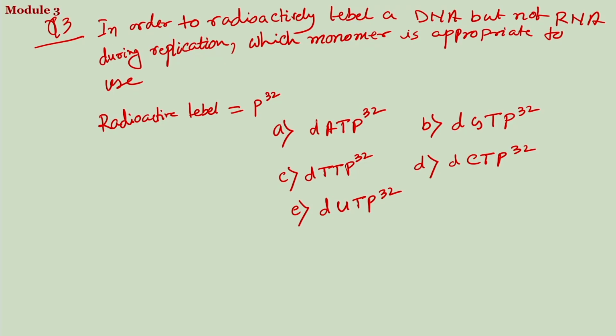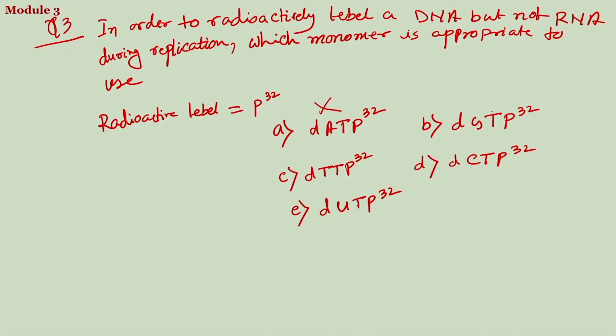So, if you start from the top, ATP. ATP is a monomer for DNA. Of course, DNA has adenosine. RNA also has adenosine. So, ATP would be taken up by both DNA and RNA during the replication. So, this cannot be, it will be common. If ATP is taken up, then DNA would be labeled, RNA will also be labeled. GTP, guanine. Guanine is present in both DNA and RNA. So, similarly, if you use this, then both DNA plus RNA will be labeled. So, this is not a selective one.